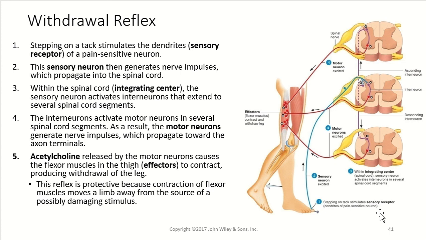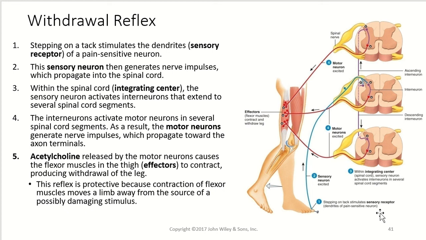So looking really quick at the steps that are involved in the withdrawal reflex. Step one is stepping on the tack, which is going to stimulate the dendrites, those sensory receptors for our pain-sensitive neurons. All right. The second step is that the sensory neuron is then going to generate a nerve impulse, which is going to propagate into the spinal cord. From there, within that spinal cord, which is where the integrating center is, the sensory neurons are going to activate those interneurons that extend to several spinal cord segments. And then the interneurons are going to activate motor neurons in several of those spinal cord segments.